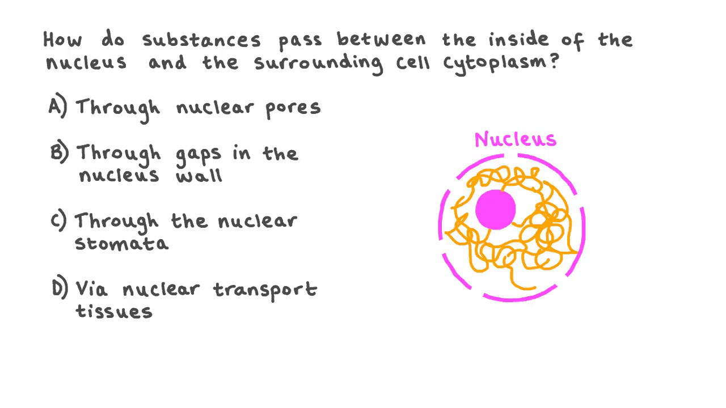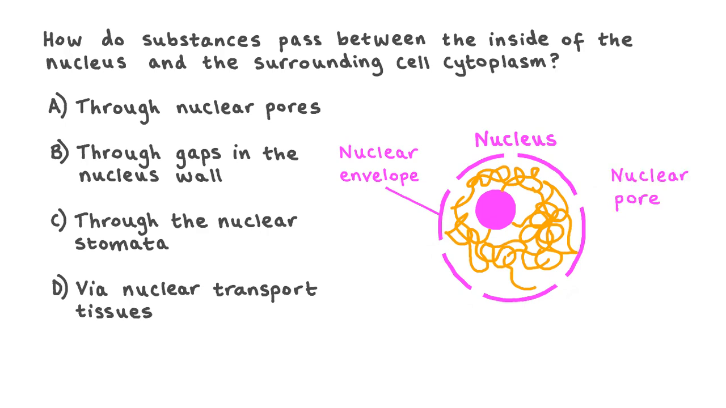The nucleus is a membrane-bound organelle which contains the majority of a eukaryotic cell's genetic material in the form of DNA. Its function is to protect DNA from the reactions that occur in the cytoplasm, and it does this using its membrane, which is called the nuclear envelope. However, some material must pass between the nucleus and the cytoplasm in order to give the cell essential instructions. So how does this happen?